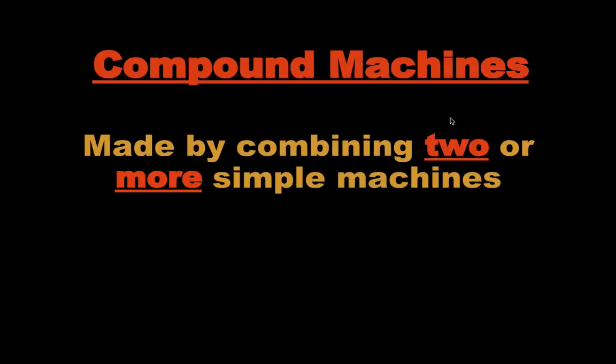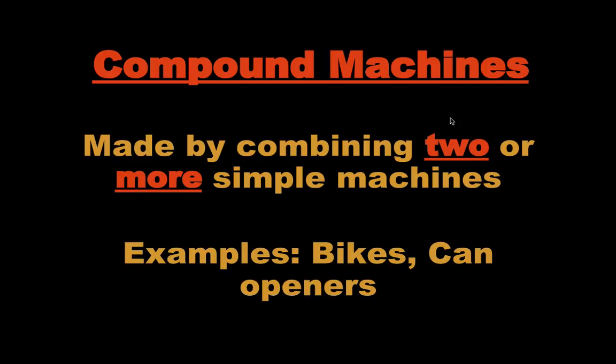Now, a compound machine is different than a simple machine. A compound machine is made by combining 2 or more simple machines. Some examples of that would be a bike. Can openers, which I'll talk about later, are a machine. It's a tool that I use, but it's actually a compound machine. It's got a wedge and it's got a wheel and axle.